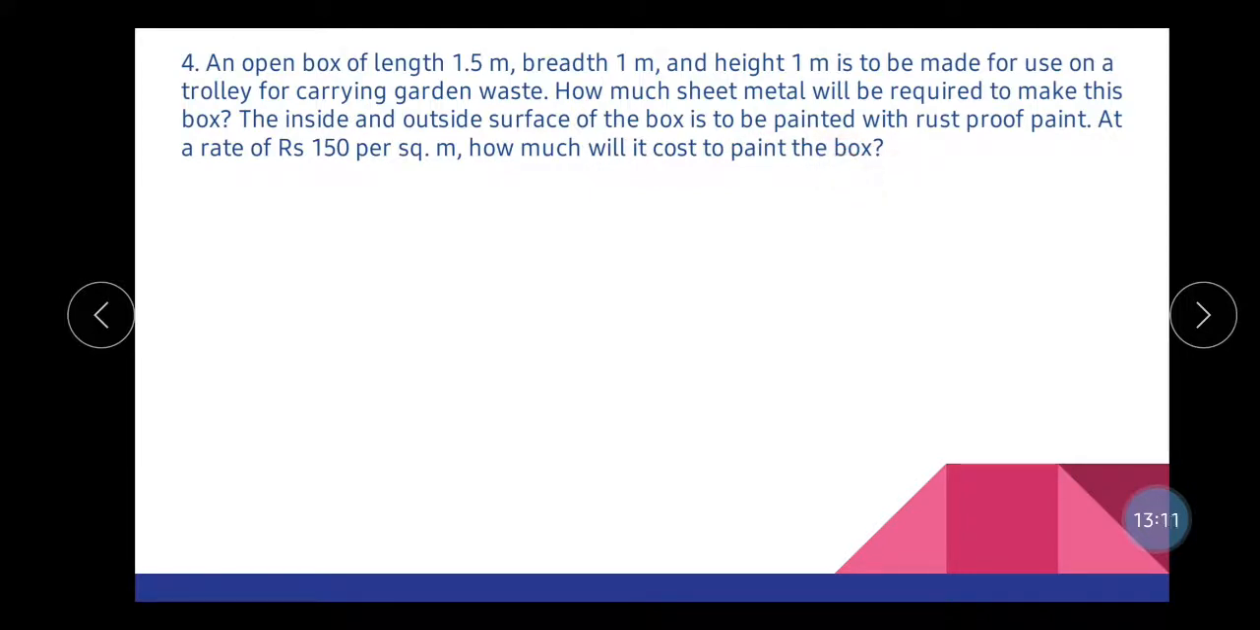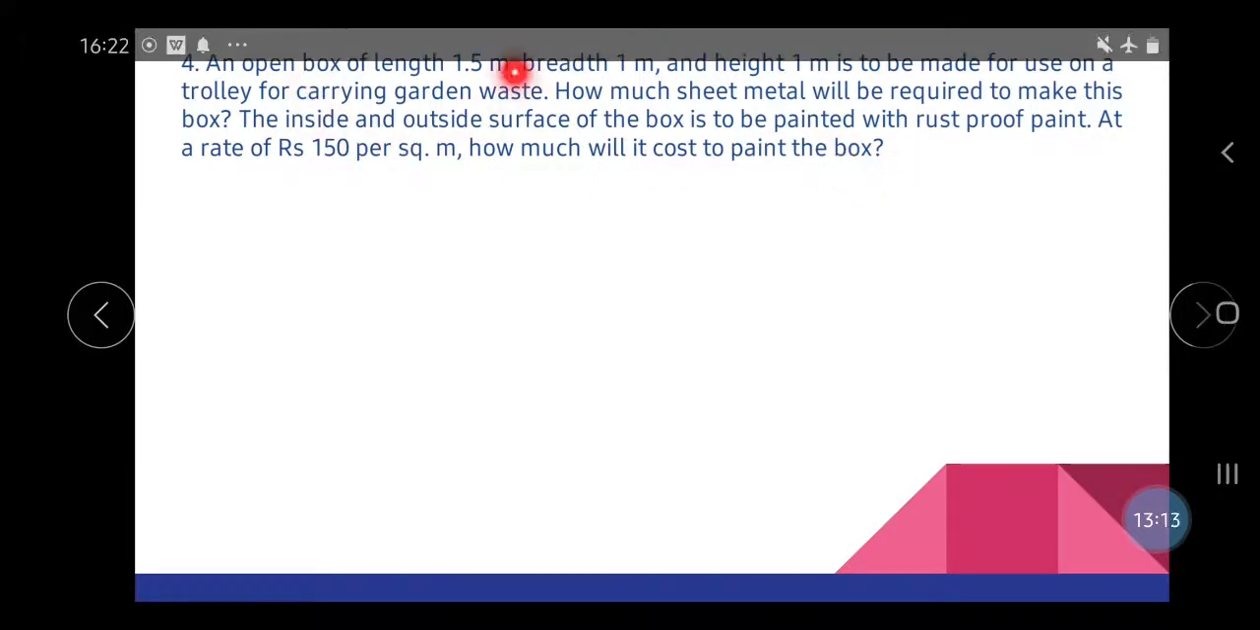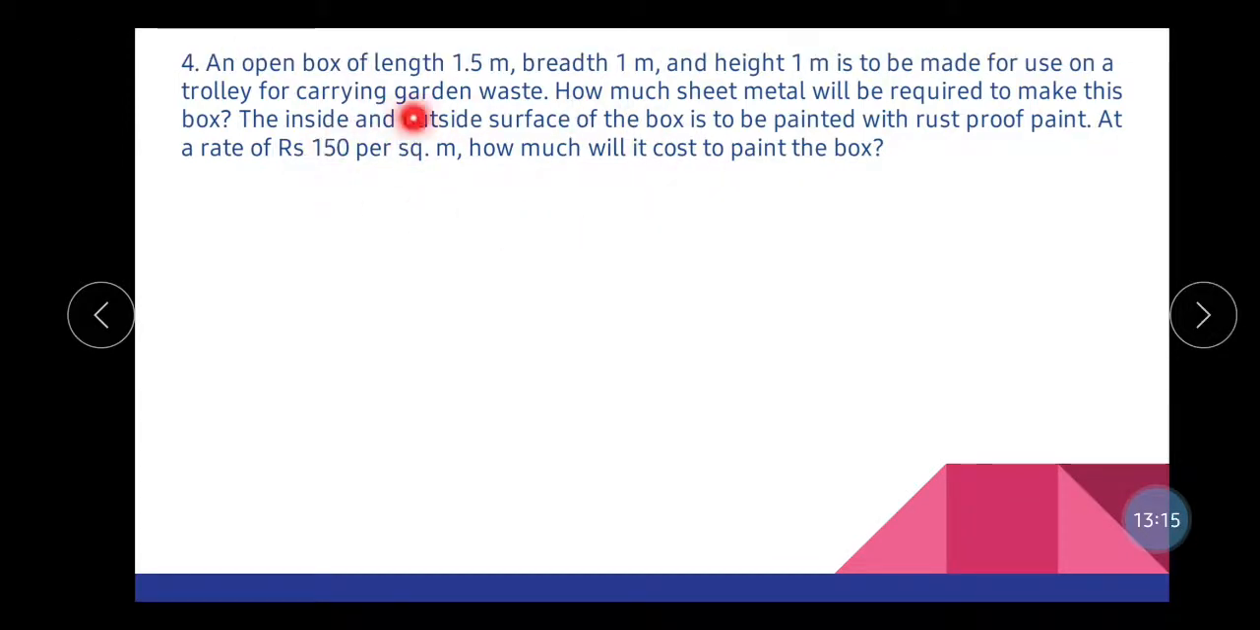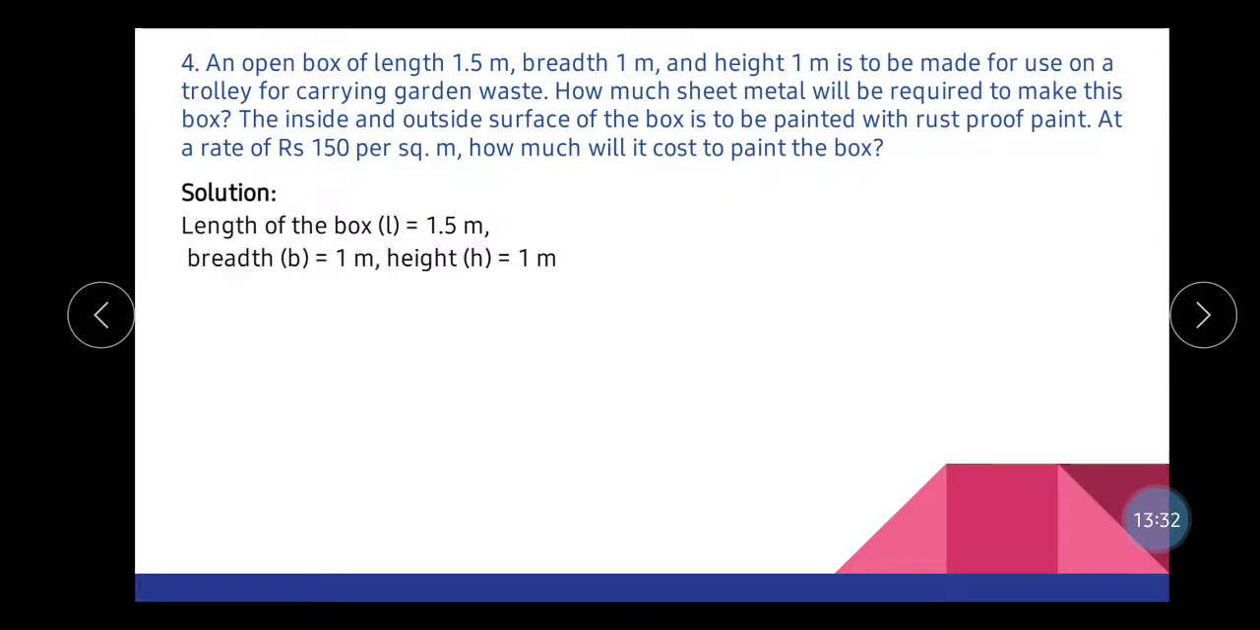So here we need to find the total surface area. The total surface area we will be multiplying by 150. So let's start. But always remember, your inside as well as outside should be painted. So let's see the solution. Length of the box L is equal to 1.5 meter. Breadth of the box B is equal to 1 meter. Height of the box H is equal to 1 meter.